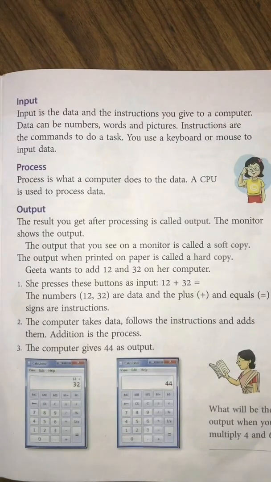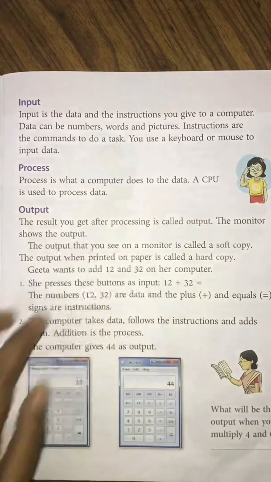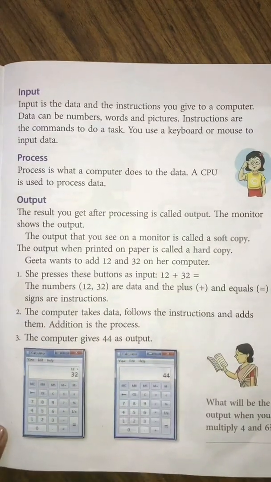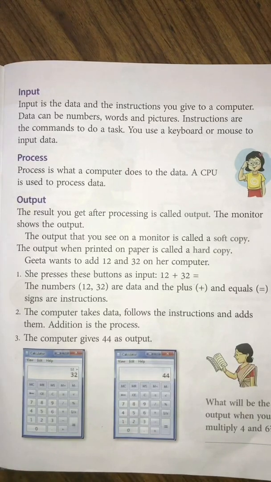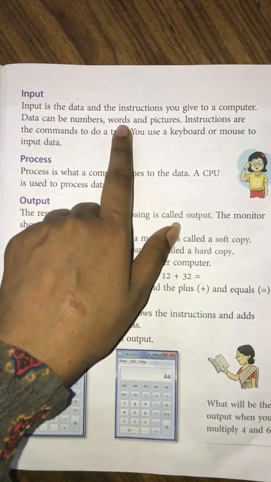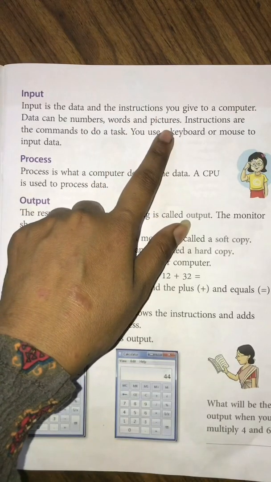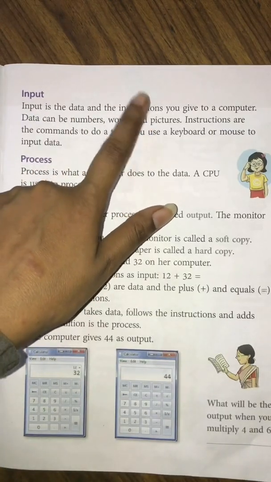As I have already told you all, what is input, children? Whatever things we put in. Now in a computer, what do we put in? Input is the data and the instruction you give to the computer. What is the input that we put? That is data. And data can be numbers, it can be words and it can be pictures.